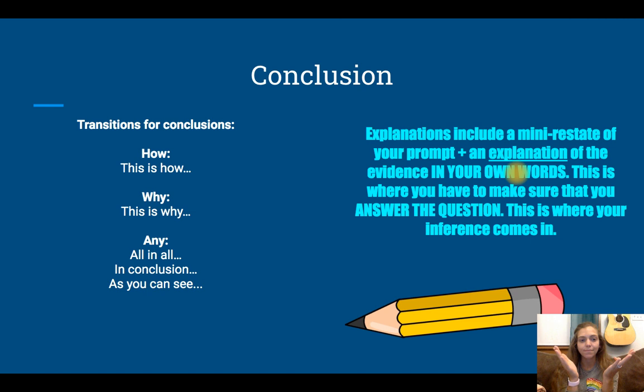Then we have our conclusion. You need a transition for your conclusion. For your conclusion, you need a transition, and then you give your restate again. Now, you want to try not to restate in exactly the same words as you did in that first sentence. You don't want to have the exact same sentence in there. But if you can't figure out another way to say it, then just write the exact same sentence.